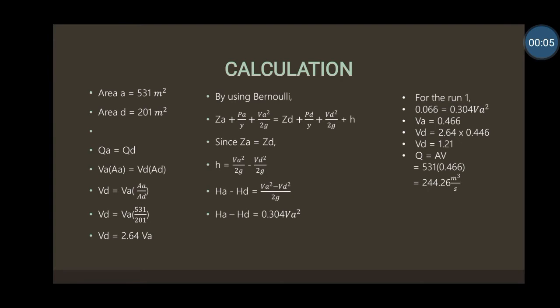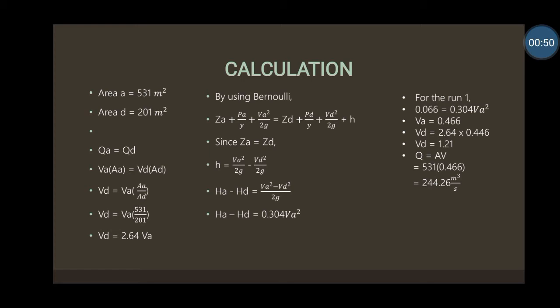So next, we move to the calculation. Given area A equal to 531 meter square, area D 201 meter square. As we know, QA equals QD. From the formula Q equals AV, VA multiply AA equals VD multiply AD. We move AA from the left to the right, so VD equals VA multiply AA over AD. We put the values of area A and area D in the formula, so we got VD equals 2.64 VA.